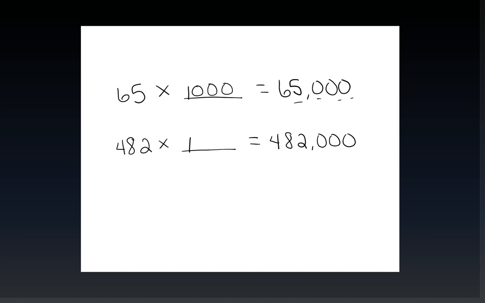And I'm going to look. I had no zeros over here. I have 3 zeros over here. So that means I added 1, 2, 3 zeros. So 482 times 1,000 equals 482,000. Again, I could double check that by doing my work in reverse.